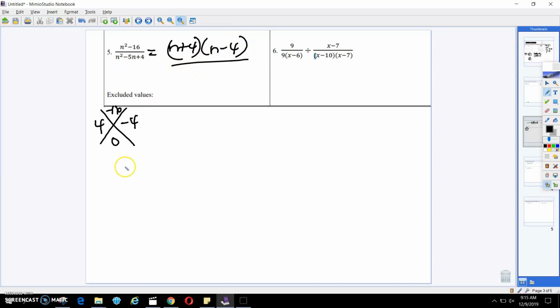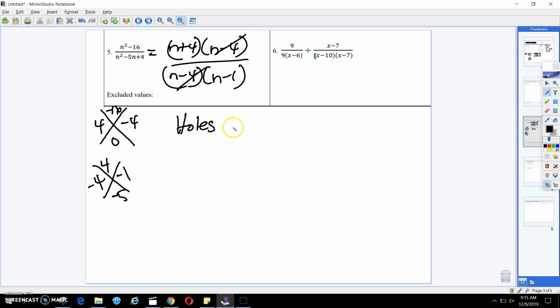In the bottom, we can factor this, and that'll give me 4 in the top and negative 5 in the bottom. What two numbers will make that happen? Negative 4 and negative 1. So this can be written as n minus 4 times n minus 1. Now, I know that I can cancel out those two, so I'm going to have a hole, or an excluded value, at n equals 4.